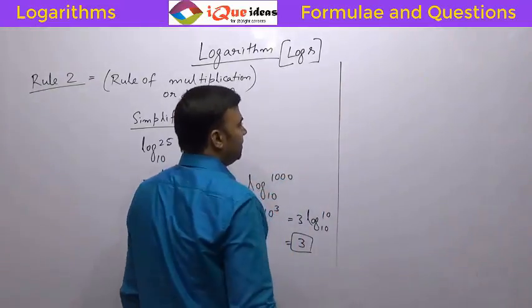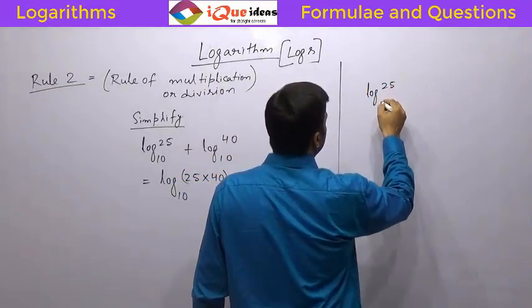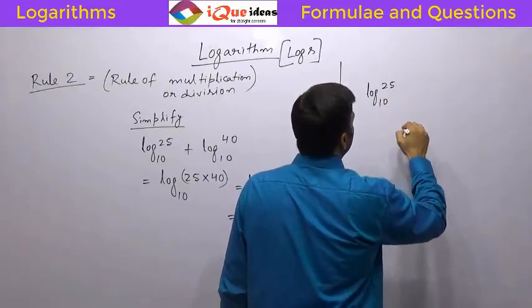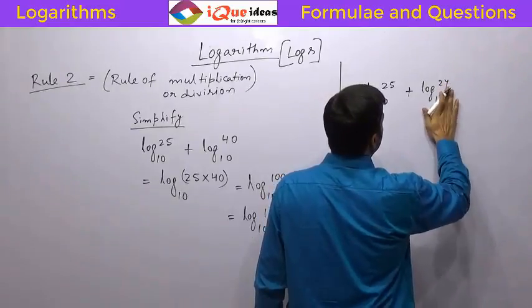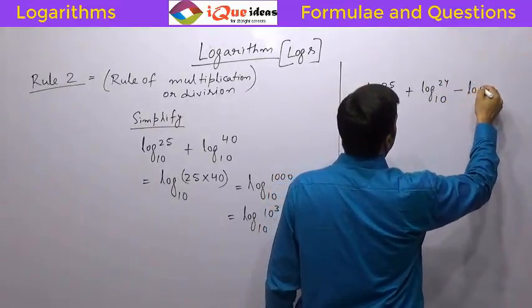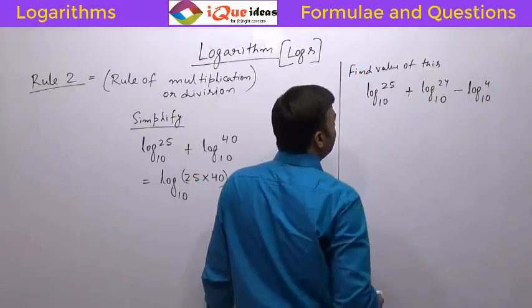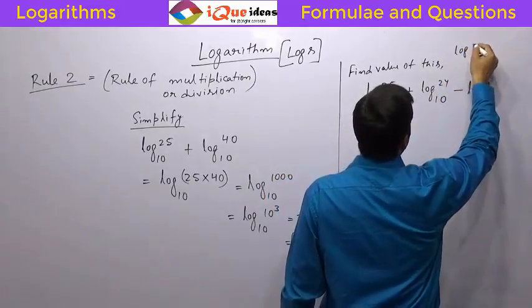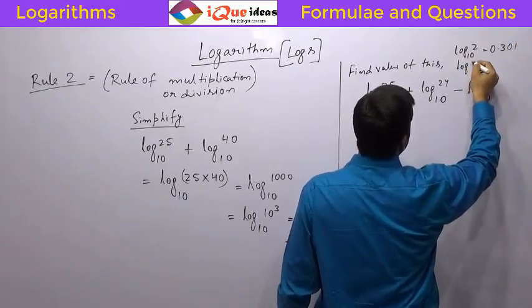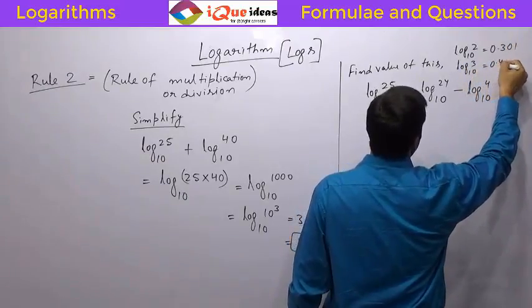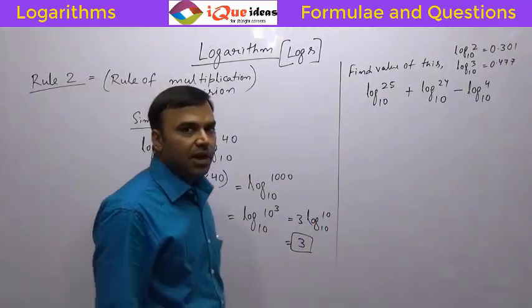Suppose we have a question which says log of 25 to the base 10 plus log of 24 to the base 10 minus log of 4 to the base 10. Find the value of this. And it is given that log 2 to the base 10 is 0.301 and log 3 to the base 10 is 0.477. So this data is given and you have to find the value of this expression.